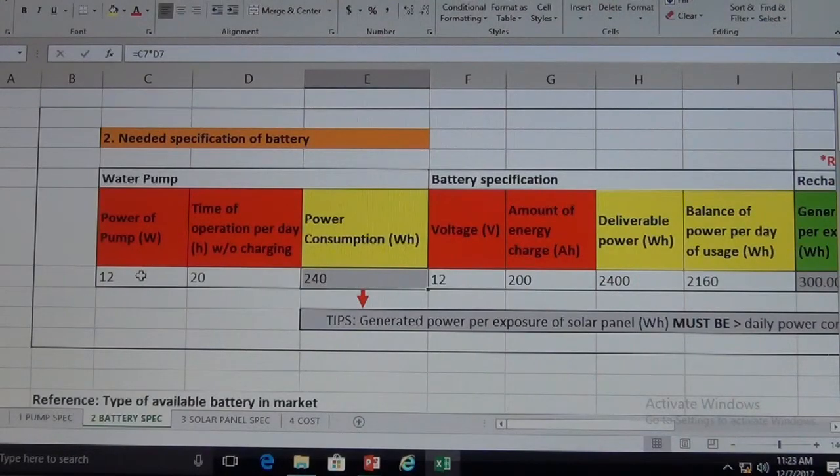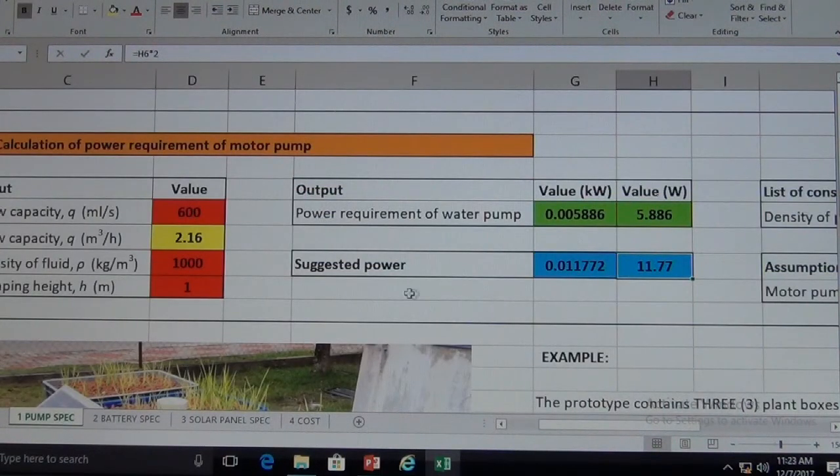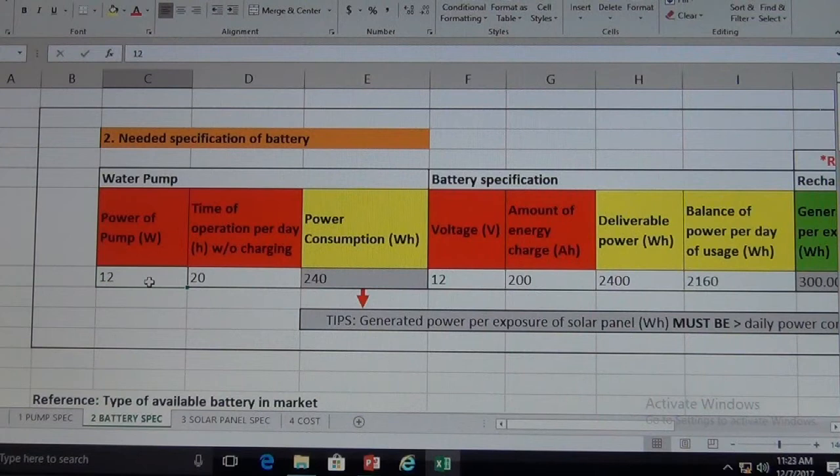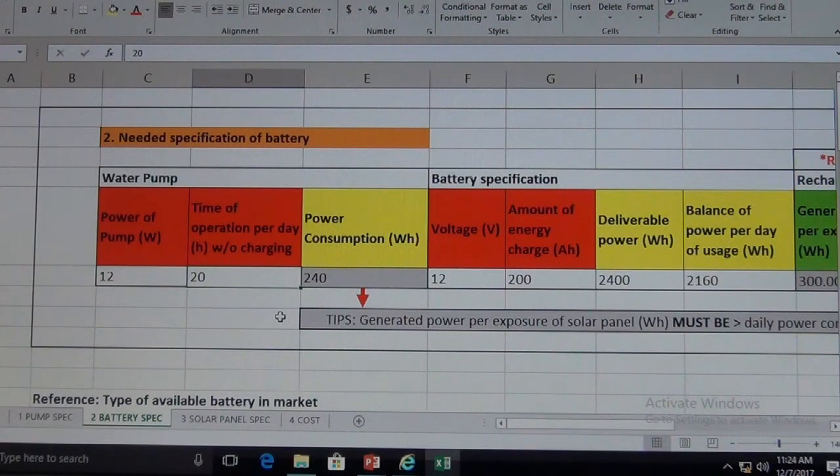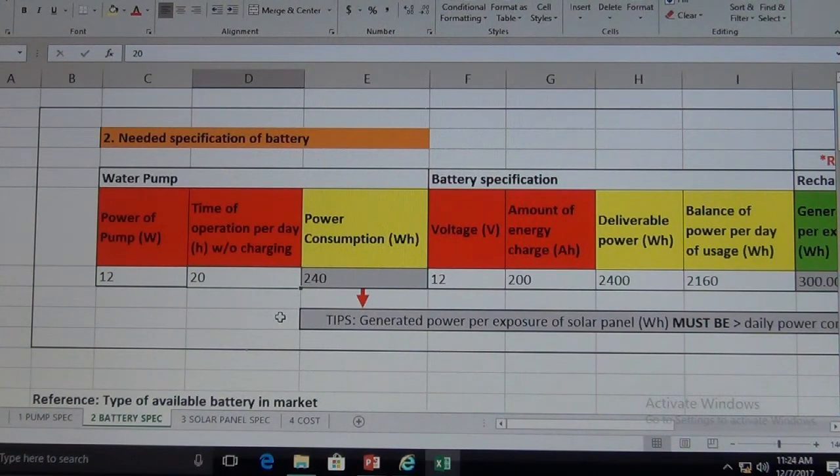We need to key in the power of the pump. For example, we need to refer to the previous slide. The suggested power of the pump is 11.77, approximately 12. Key in 12. Time of operation per day without charging: how many hours do you want the pump to operate? This is just an example. The pump needs to operate for 20 hours non-stop.